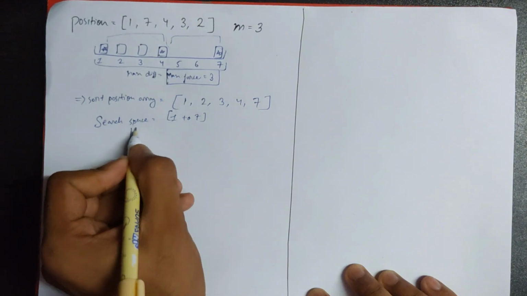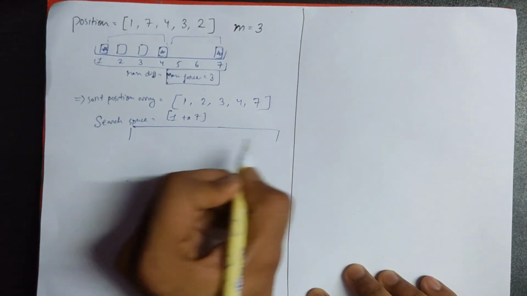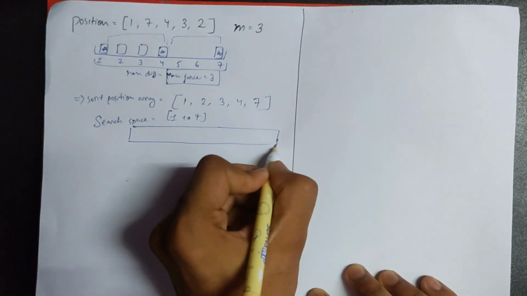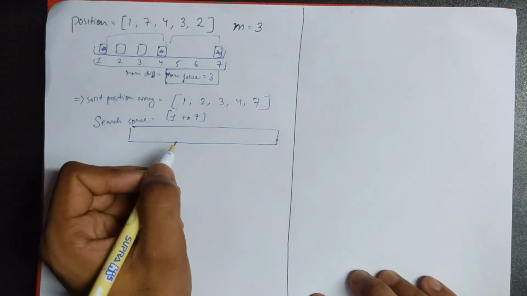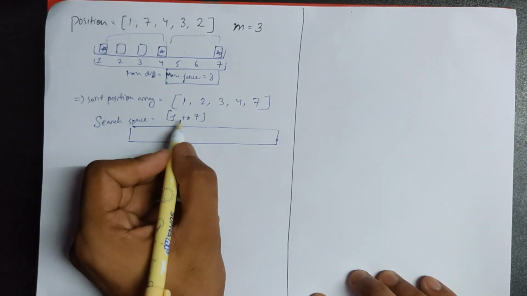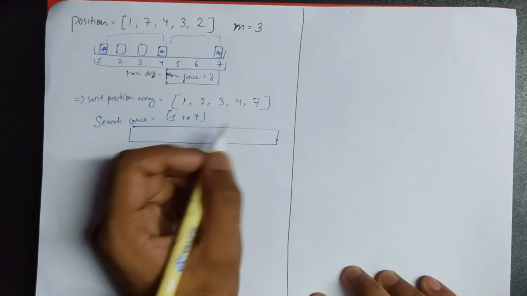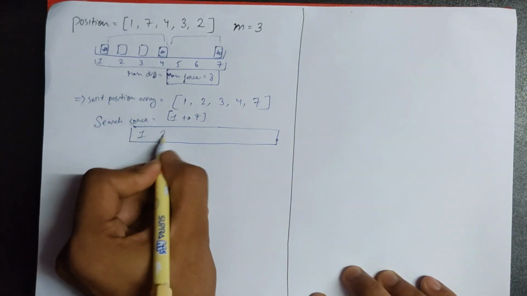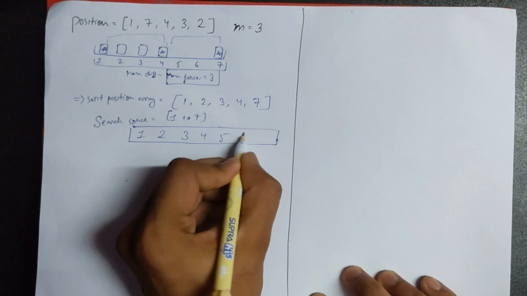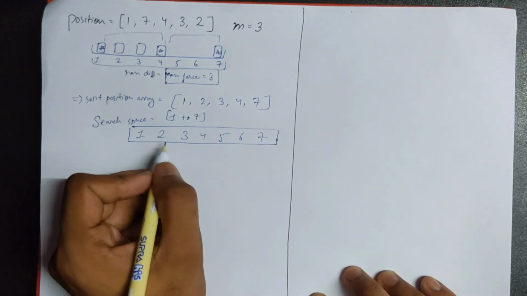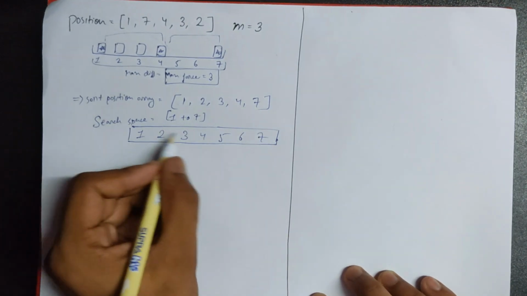And now in this search space, as it is a sorted search space, it is always in an increasing order, as all the values given in the question are distinct in this array. And now our search space is 1 2 3 4 5 6 7. This is our search space. So we will apply binary search in this search space.